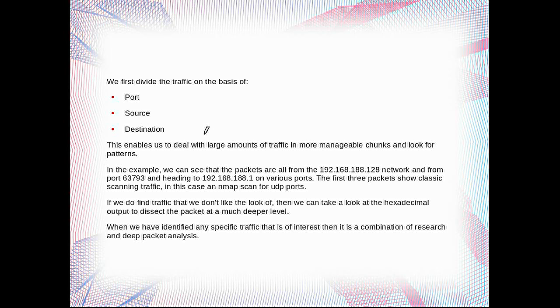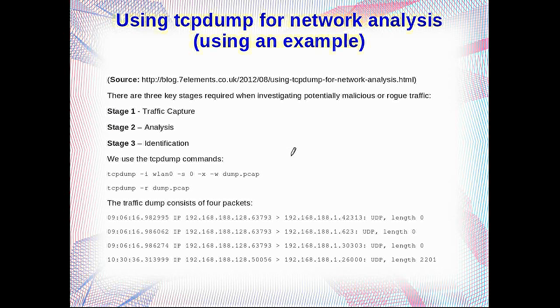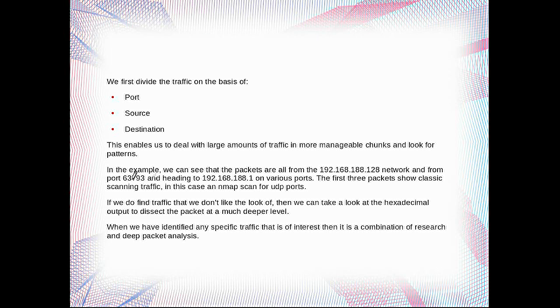In this example, we see the first three packets are all from the 192.168.188.128 network, and from port 63793 and heading to 192.168.188.1 on various ports. This is a classic Nmap scan on UDP protocol.